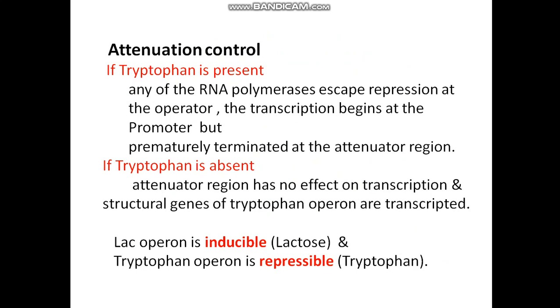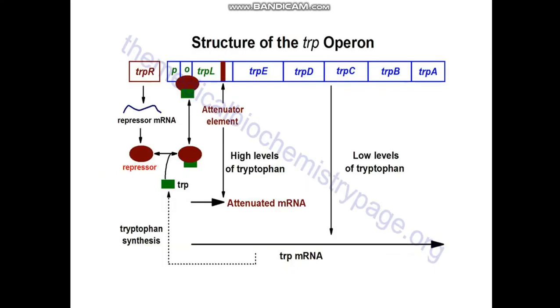And another is attenuation control. What happens if tryptophan is present? Any RNA polymerase that escapes repression at the operator site begins transcription at the promoter, but is prematurely terminated at the attenuator region. We see there is the attenuator element between the structural genes and the regulatory region. If any RNA polymerase escapes the binding with the repressor, then it starts transcription, but it is terminated by the attenuator element.